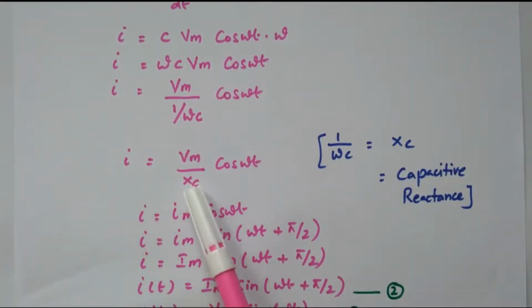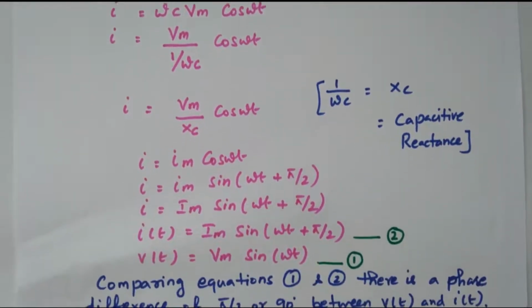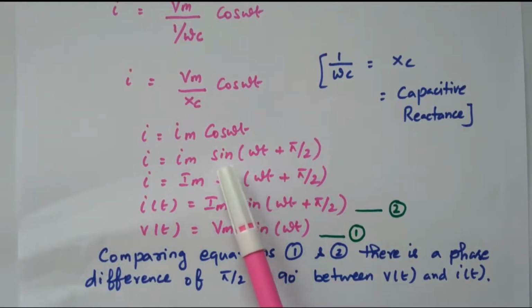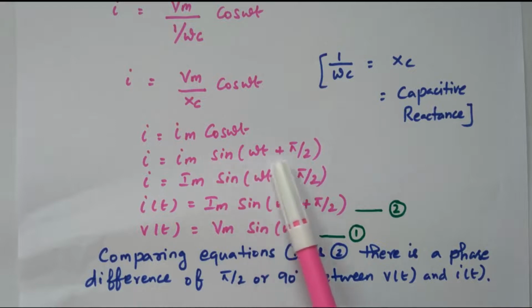Now Vm by Xc can be written as Im. Similar to I equal to V by R, here V by Xc, voltage by capacitive reactance, is equal to current. So I equal to Im cos omega t. So this cos omega t can be written as sin of omega t plus pi by 2. In order to compare equation 1 and 2, the cos is now changed into sin of omega t plus pi by 2.